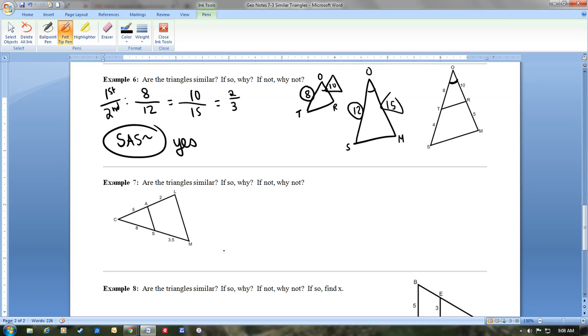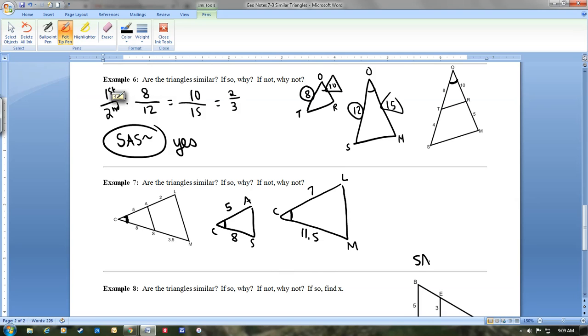Number 7, again, just like in number 6, we have overlapping triangles. It is required in this course that you redraw the pictures. So we have CAS and CLM. This is a very calming problem. Can you tell? Calms. Okay, so CA's length is 5. 5 plus 2 is 7. CS is 8. And 8 plus 3.5 is 11.5. They also share this angle.